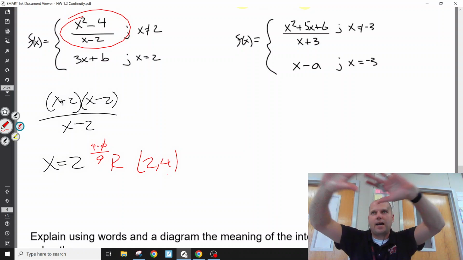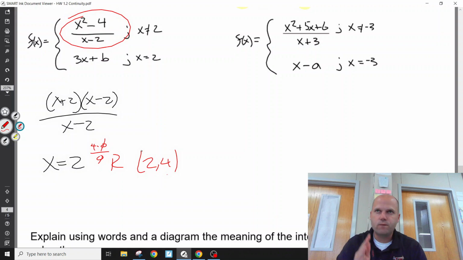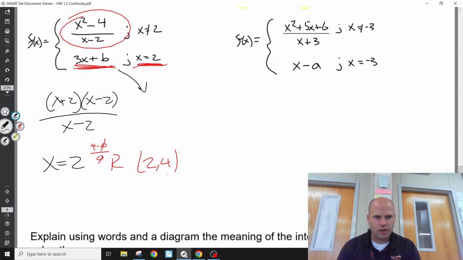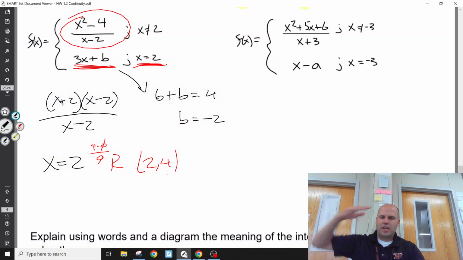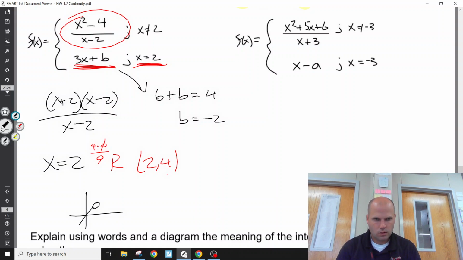To make this entire function continuous, fill in the hole. This has to be equal to 4 when x is 2. I plug in 2. This has to equal 4. B has to be negative 2. Think about it again. Holes can be removed with very expertly located points. And once you remove, you're good.